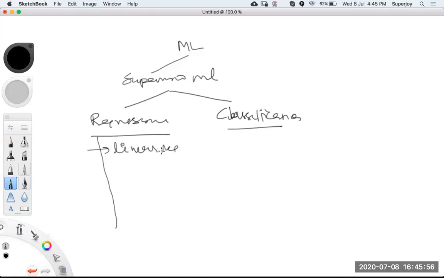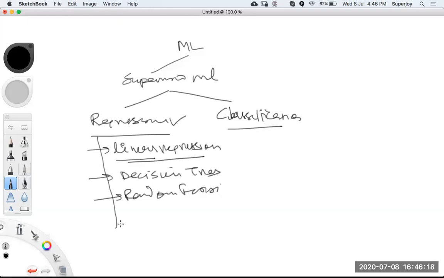Now I'm telling you the names of the algorithms which we can use to perform training if it is a regression problem. If this is a regression problem, I can use linear regression, I can use decision trees, I can use random forest, and I can use a couple of other algorithms here. Let's say support vector regressor as well, SVR is there. So these are a couple of algorithms that can be used to train your model if the problem is regression.